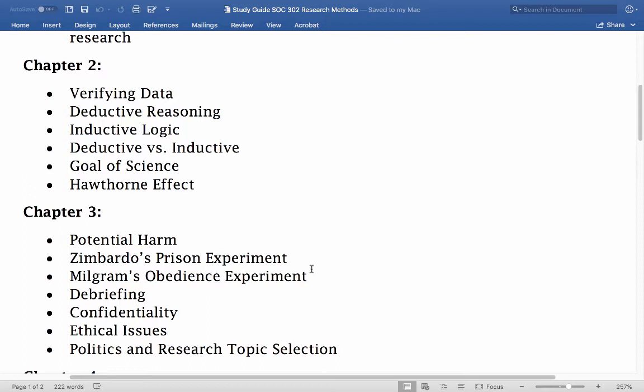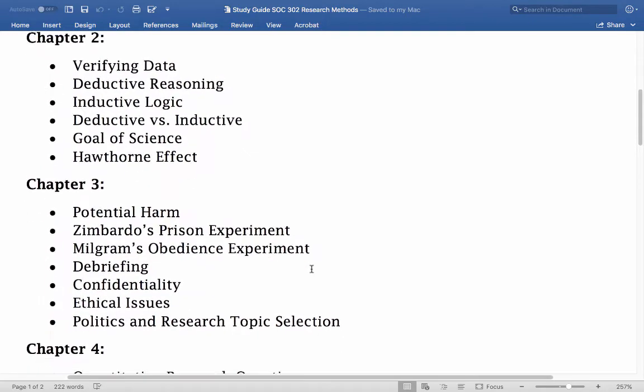Goal of science: to develop theory. Straightforward enough. And the Hawthorne effect is where people often change their behaviors when they know they're being studied. So far, you're doing great. You're getting an A on this exam.